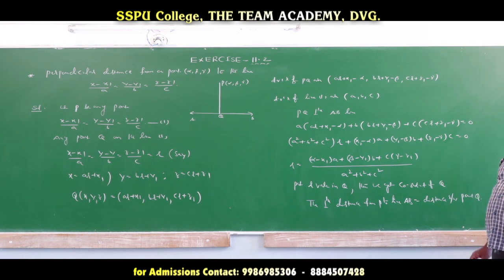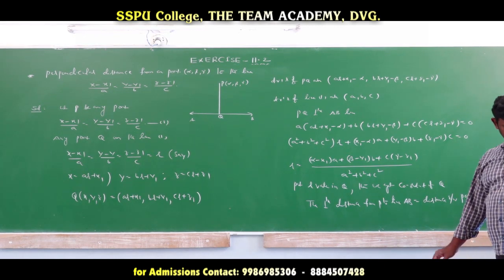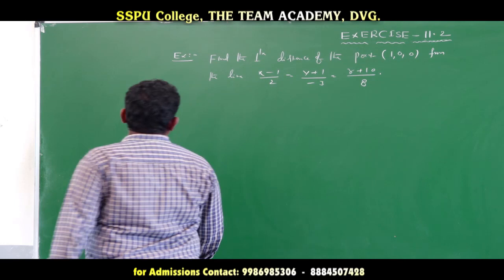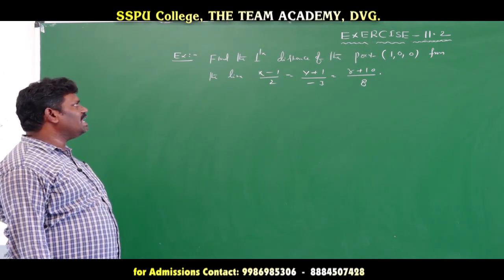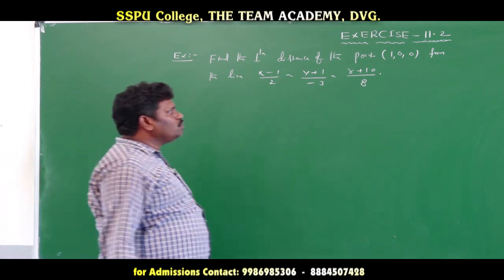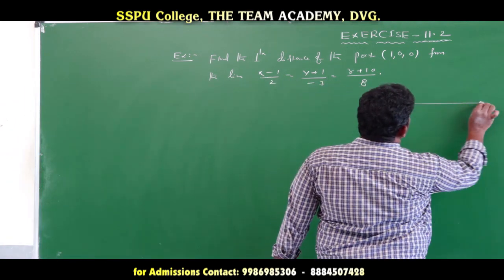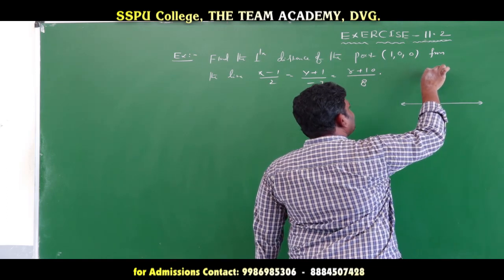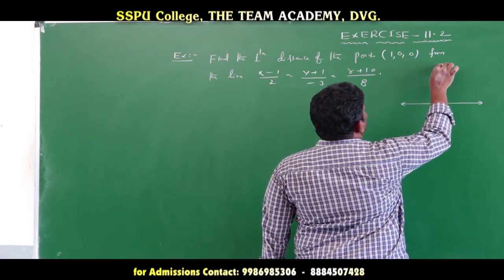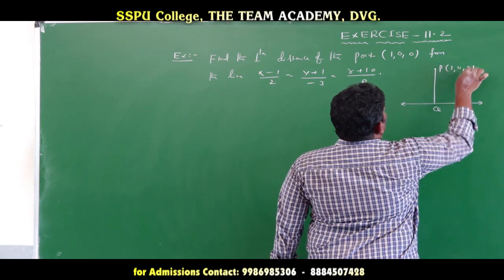This type of question is not there in the board exam. Right? One example question: find the perpendicular distance of the point (1, 0, 0) from the line. Sometimes the same question is given as the foot of the perpendicular. The foot of the perpendicular is nothing but the Q point. Q coordinates are only called the foot of the perpendicular.